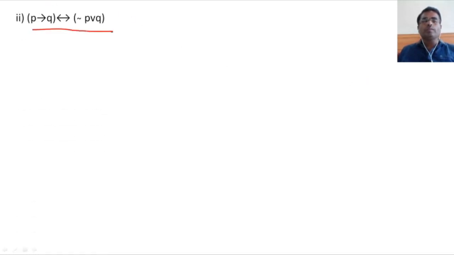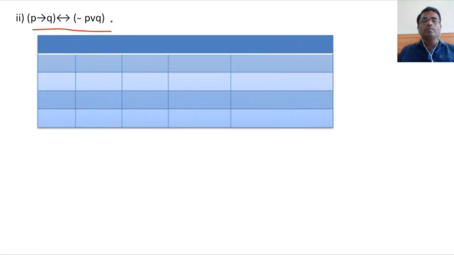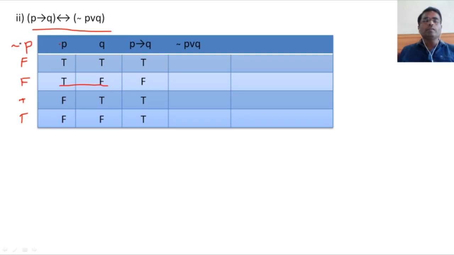P implies Q, double implies negation P or Q. So let us see what happens. P has values true, true, false, false. Q has values true, false, true, false. Then P implies Q. We know that it gives false here, otherwise it is true. Then we need negation P or Q. What is negation P? That is opposite to P: false, false, true, true. This is P and this is negation P.